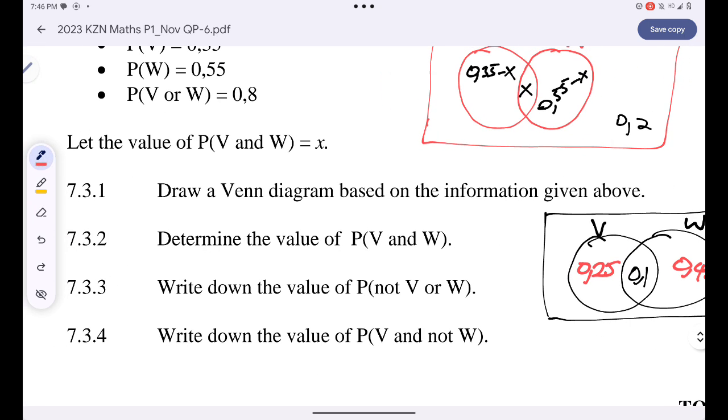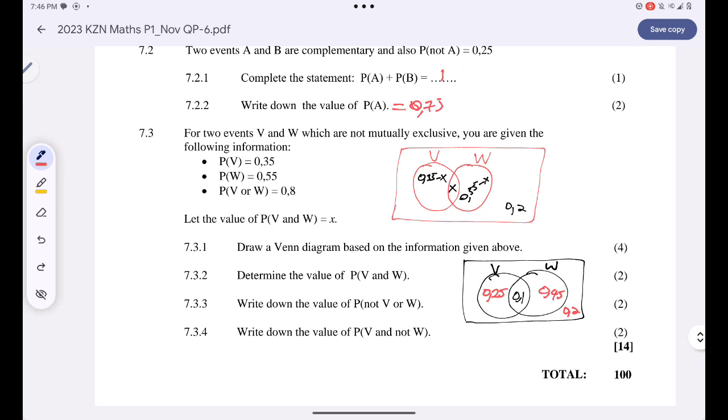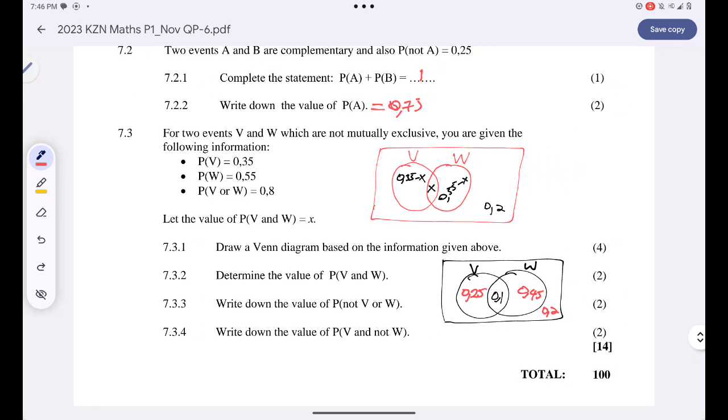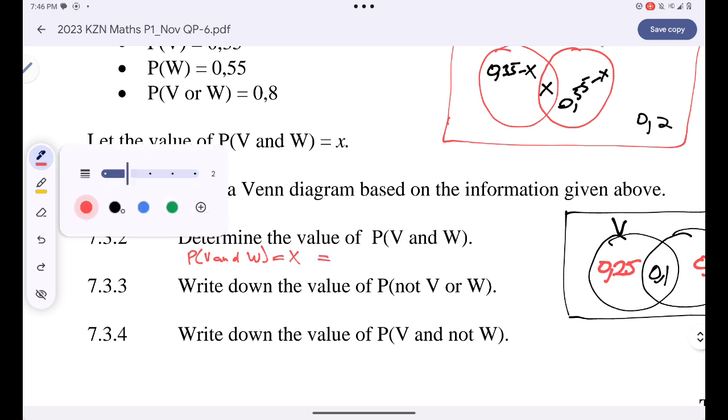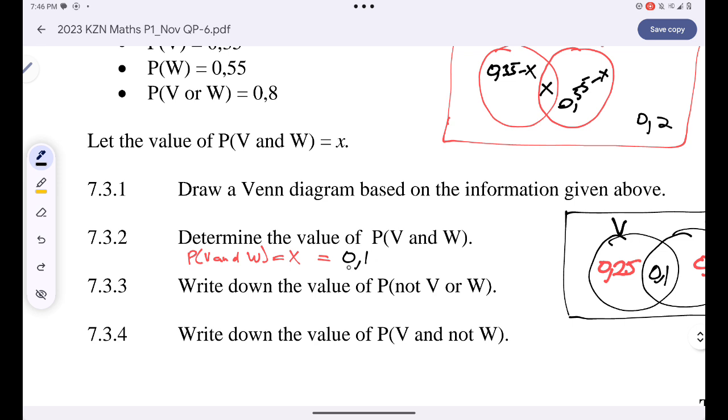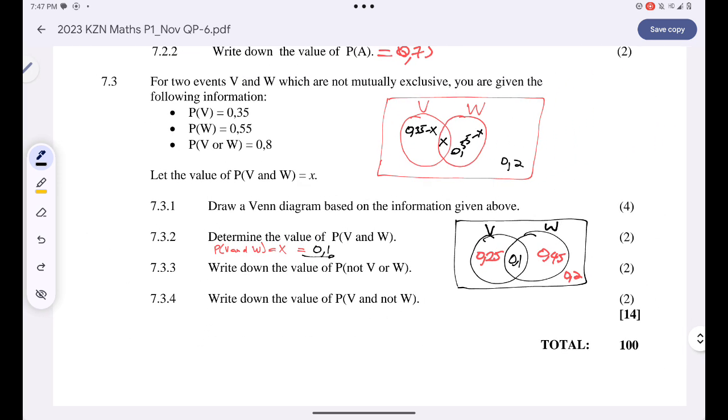Now let me answer the questions then. Since we were not told to find x, I'll give one answer as a numerical value and the other in terms of x, because they were not specific in this question. They want me to determine the value of the probability of V and W. That probability is equal to x, or since we did calculate, it is equal to 0.1.